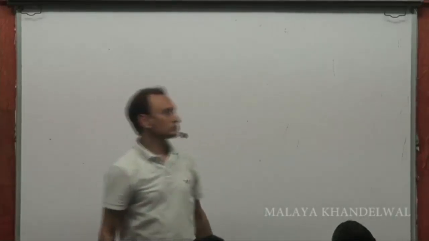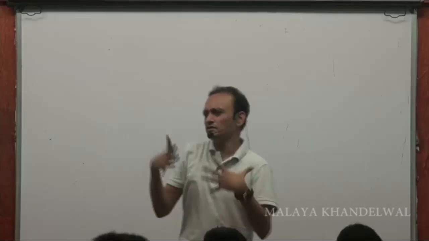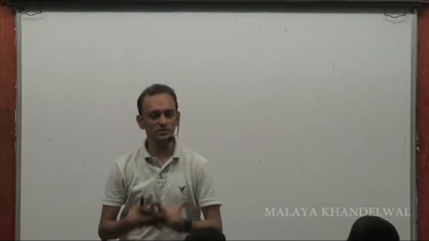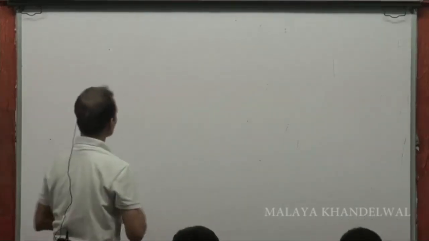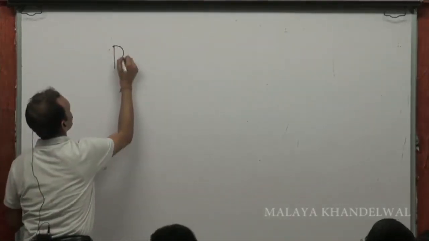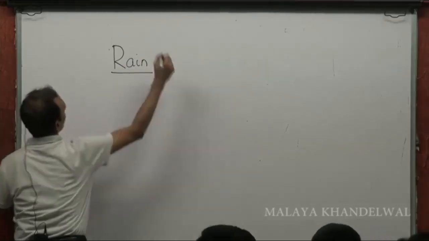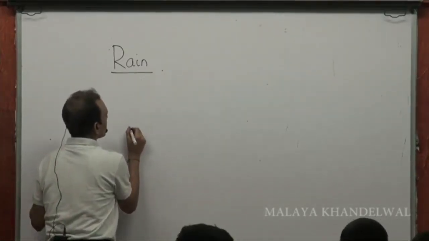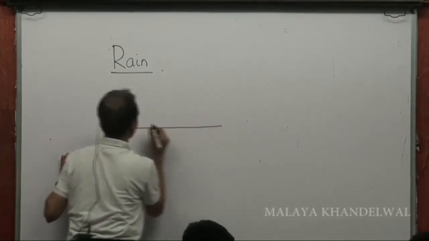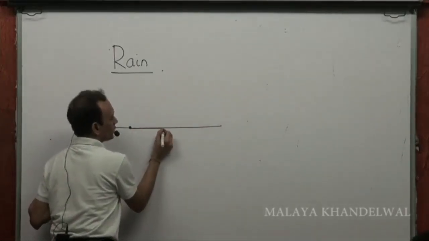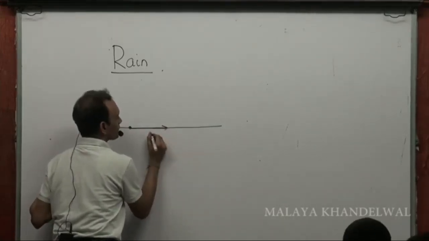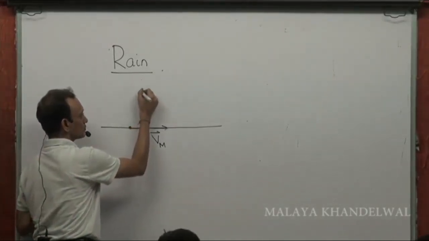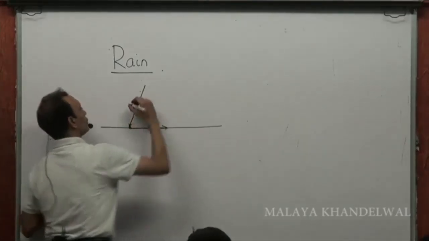Now, a little bit again, you know, the same idea. A little bit now on the umbrella rain problems, you know, very similar stuff. So, see, if there is a man moving along the road with the velocity of Vm, right? And rain falls with a velocity Vr.